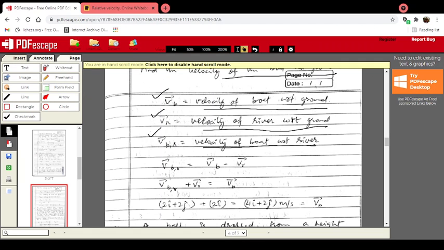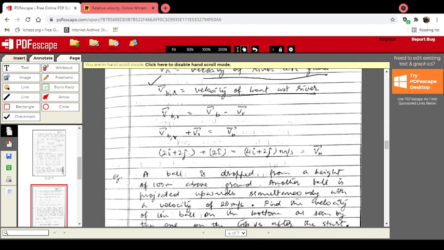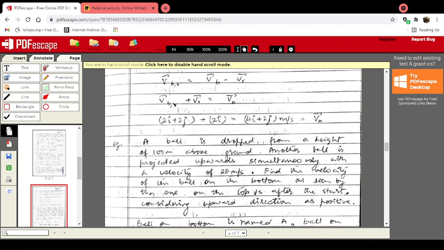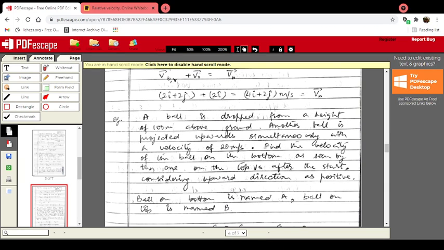Okay, moving on to our next problem. So next case, we have a ball. A ball is dropped from a height of 100 meters above the ground. Another ball is projected upward simultaneously with a velocity of some 20 meters per second.